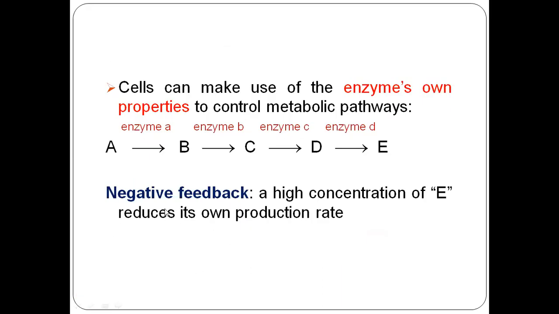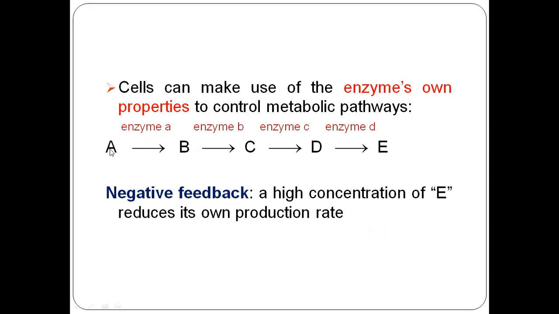Negative feedback. A, by enzyme A, is converted into B. B, by enzyme B, is converted into C. C, by enzyme C, is converted into D. And D, by enzyme D, is converted into E. Now, what happens? This E is going to move back and come to the A situation again.